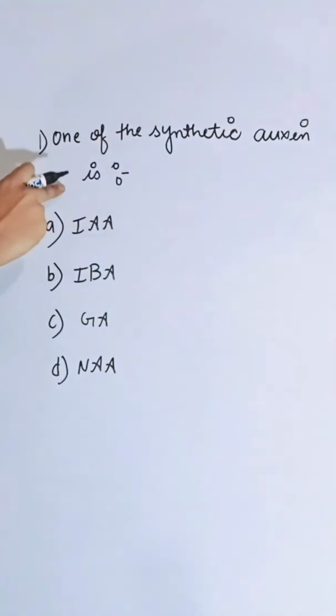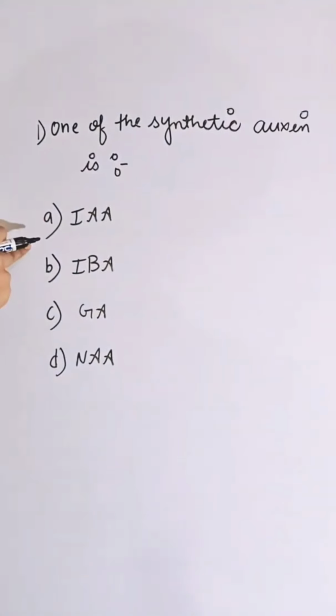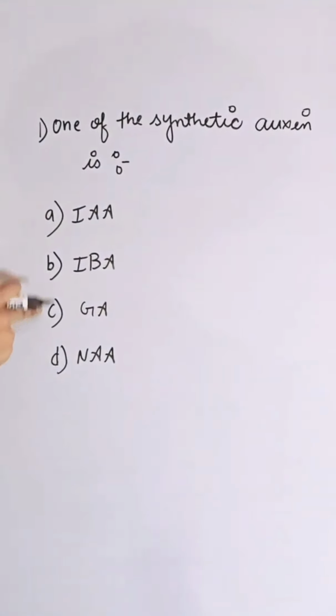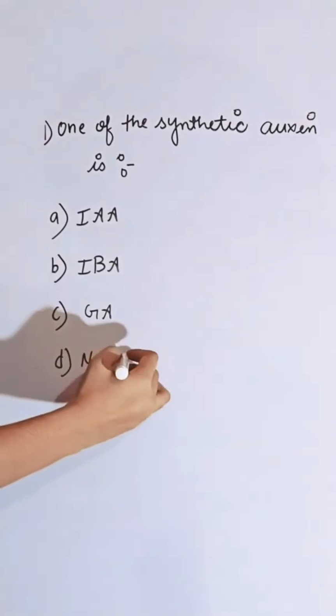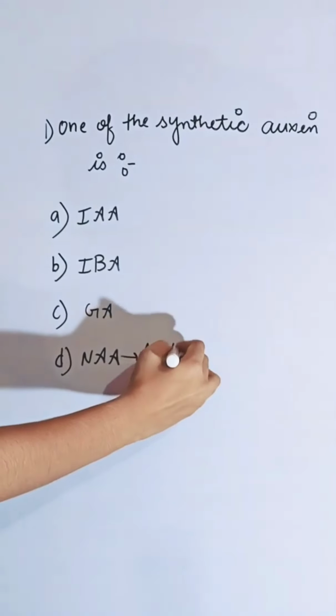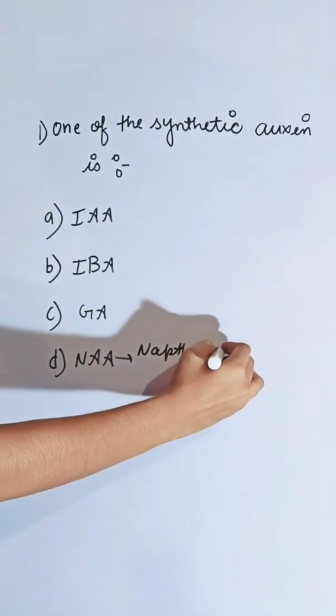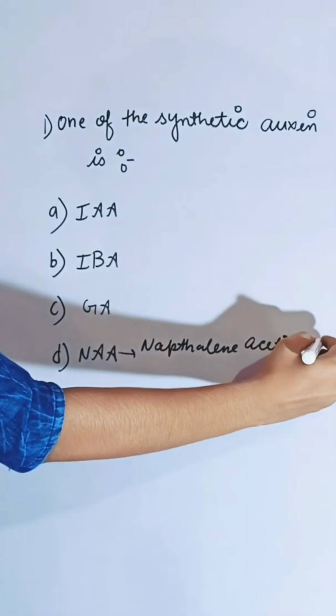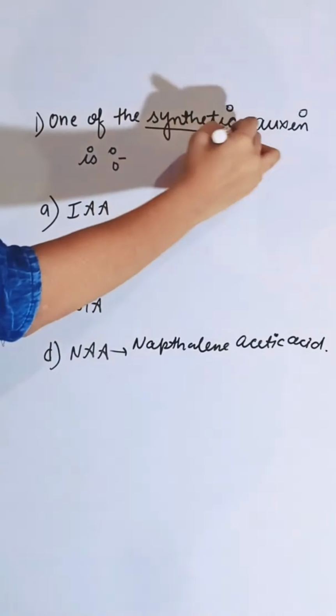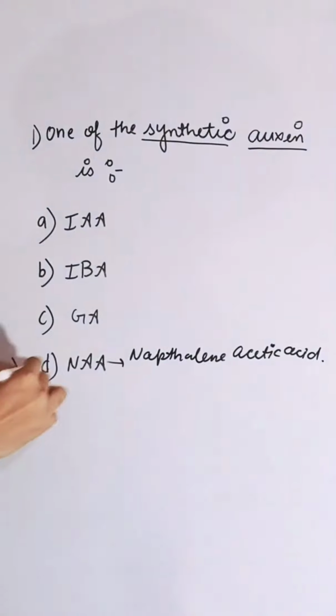One of the synthetic auxins is: first option IAA, second IBA, third GA, and fourth NAA. NAA is naphthalene acetic acid, which is a type of synthetic auxin. So the correct answer is D.